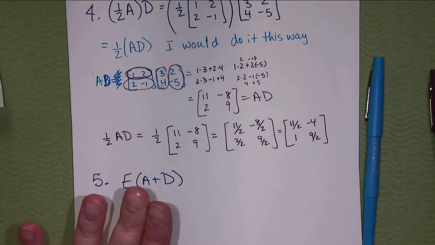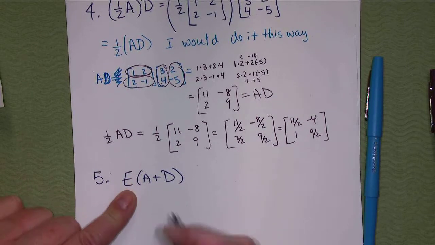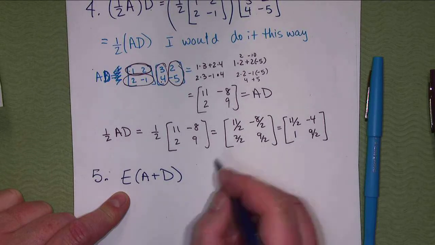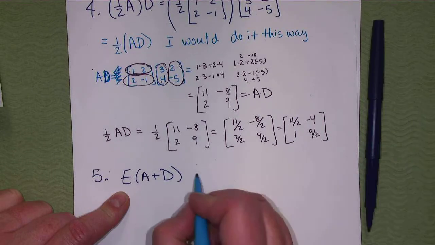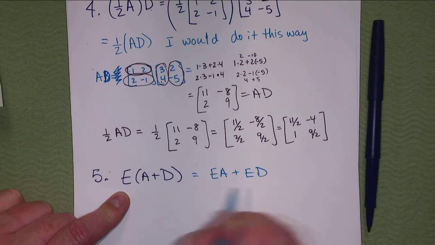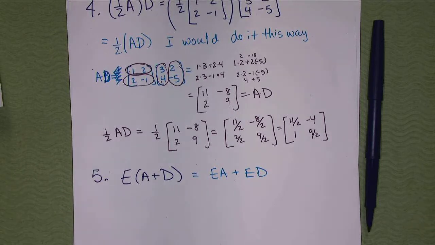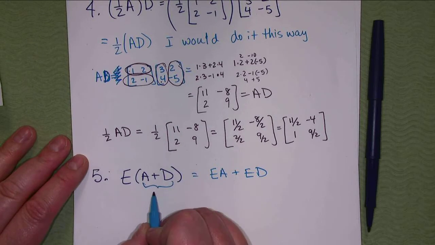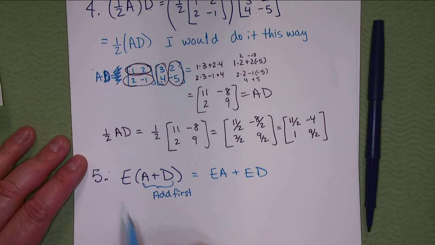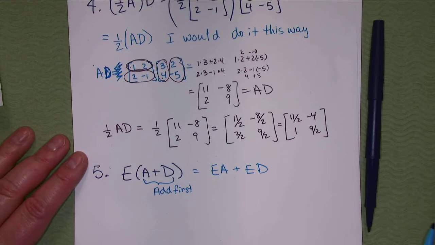To add two matrices, they have to be the same size. Now, we could do E times A plus E times D in that order, not messing it around, but then that's 2 multiplications instead of 1. So, in this case, I would add first, and then do the 1 multiplication by putting E in front. And you have to make sure you put E in front, because it won't work both ways. So A plus D first.